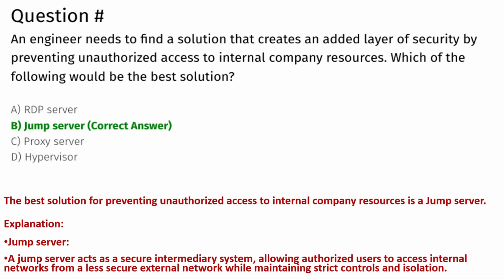So let's check the explanation. And the explanation is a jump server acts as a secure intermediary system, allowing authorized users to access internal networks from a less secure external network while maintaining strict controls and isolation. So that's why the correct answer for this question is option B, jump server. So let's move to the next question.